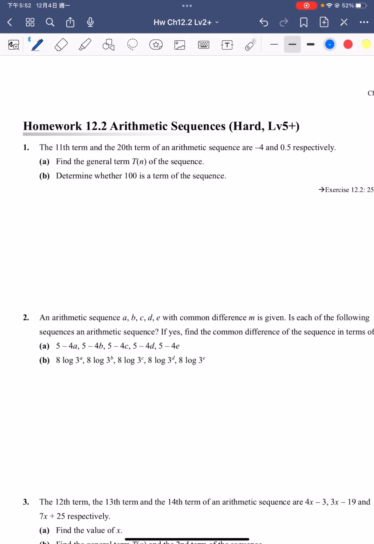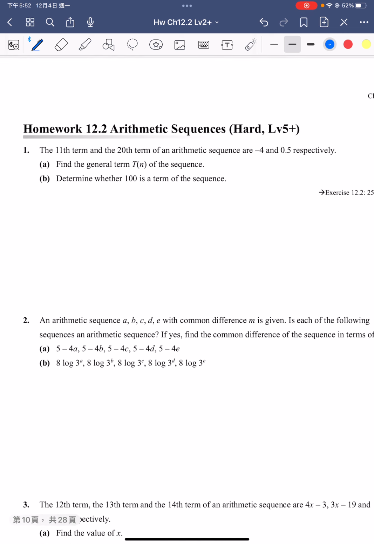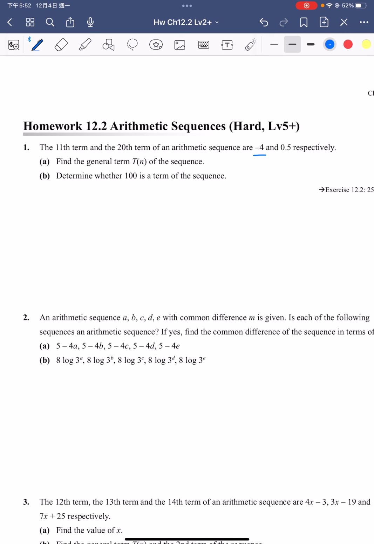Hello guys, in this video we're going to talk about the homework 12.2, the harder worksheets. So for the first question, we have the 11th term of our arithmetic sequence is -4, and the 20th term is equal to 0.5.